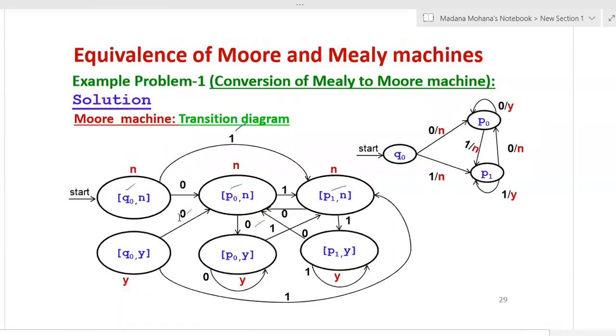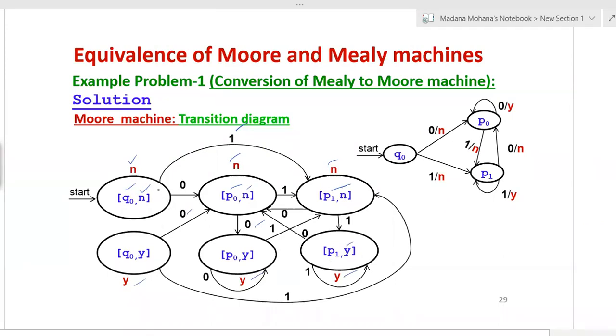In the Moore machine structure, the outputs are represented either outside the state, labeled on top of it, or inside the state separated by a slash. Here you can see q naught n, the state itself consisting of its output. The n is nothing but the output, so the red color is output. Then p naught n, its output is n. p1 n, its output is n. p1 y, its output is y. p naught y, its output is y. q naught y, its output is y.